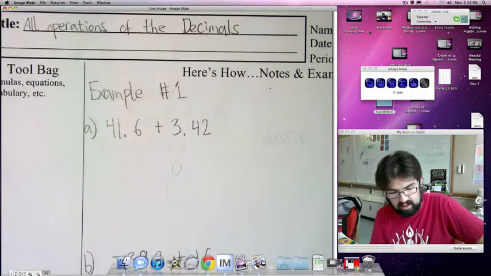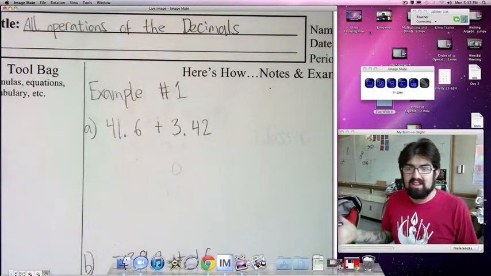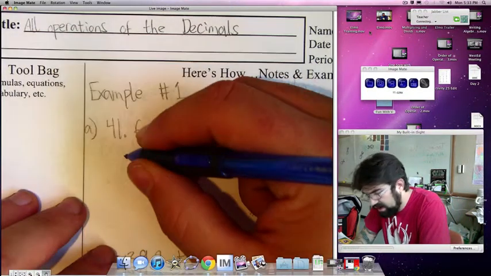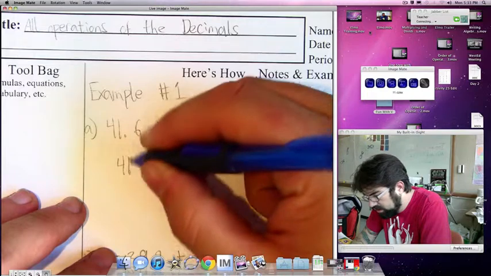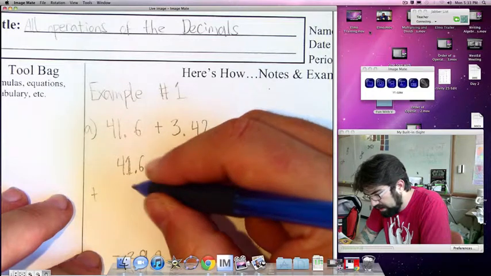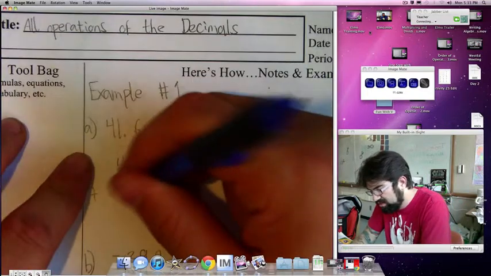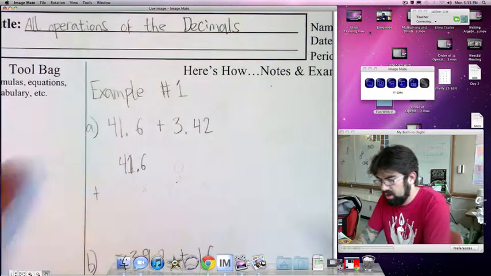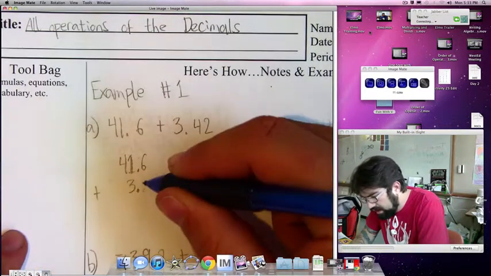adding and subtracting decimals. So the key to adding and subtracting decimals is you got to line up the decimal. So here we go. 41.6, and just go with the line up method. 41.6 plus, now if I put the 2 and the 4 right here, the decimals don't line up. That is the main issue. The decimals have to line up, guys. So here we are. I'm going to put the decimal first. After that, I'll put the 3 down, and then the 42.